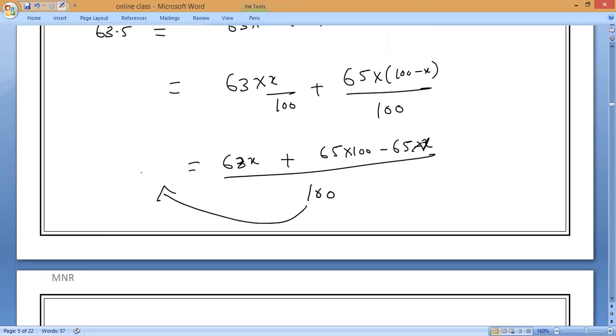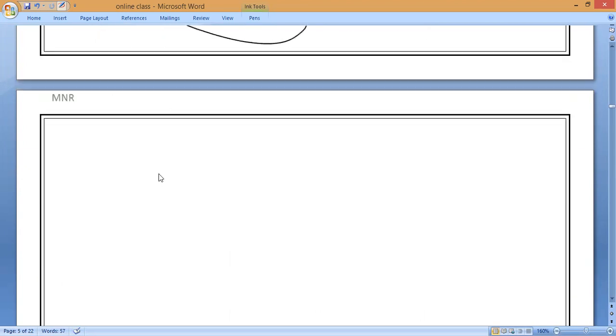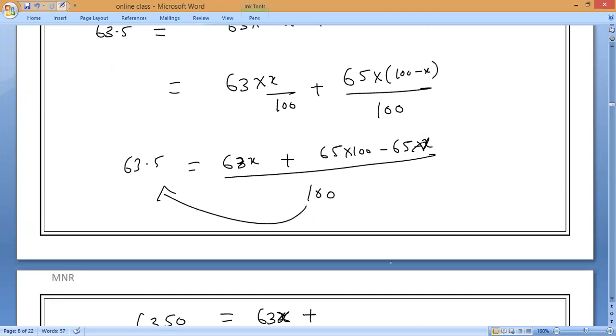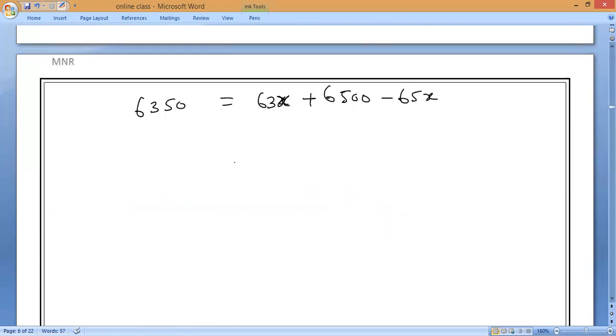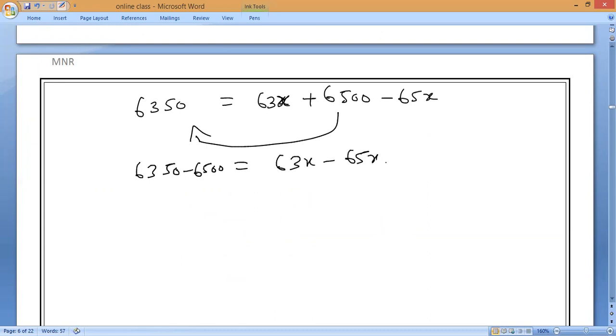Now the 100 I will bring this side. So it turns into 6350, which is equal to 63x plus 65 into 100, how much? 6500, and 65 into x, 65x. So bring this 6500 this side. So 6350 minus 6500, and 63x minus 65x, which is equal to minus 2x, minus 150.